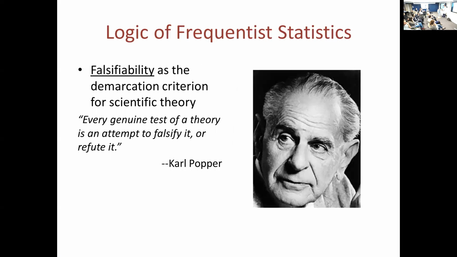And this, I suspect, although I haven't actually taken the time or been able to dig up documentary evidence to support this speculation, is that the frequentist framework's insistence on deduction is a function of the philosophy of science articulated by Karl Popper, who argued that falsifiability was the fundamental defining feature of a scientific hypothesis. It was what demarcates scientific work from non-scientific work. And Popper argued that every genuine test of a theory is an attempt to falsify it or refute it.